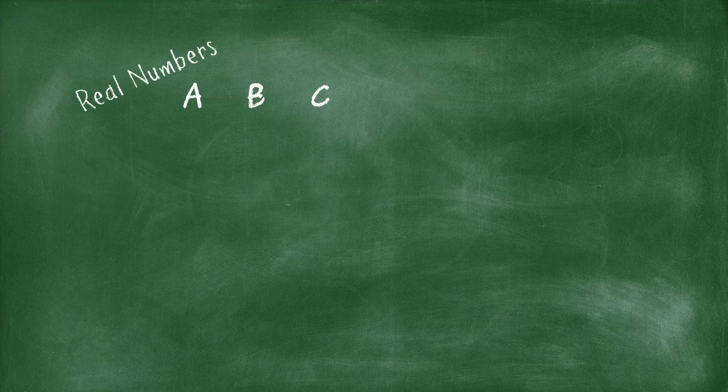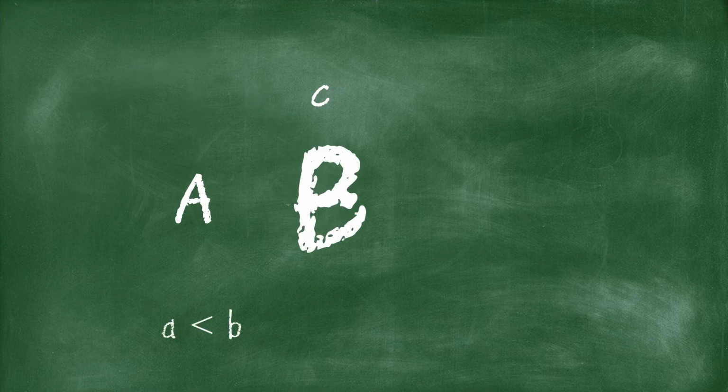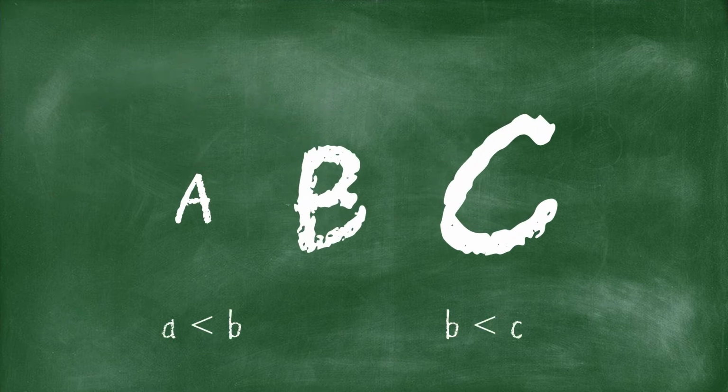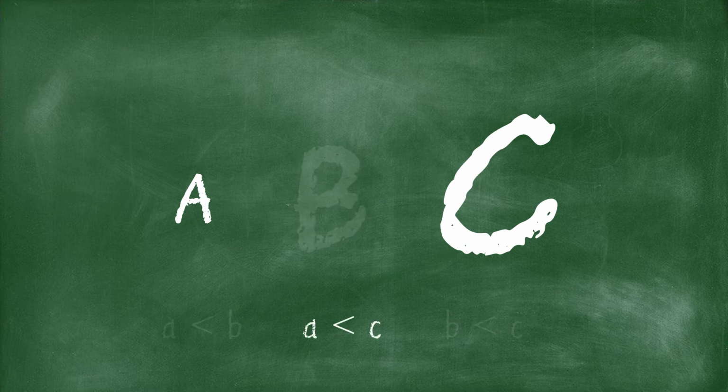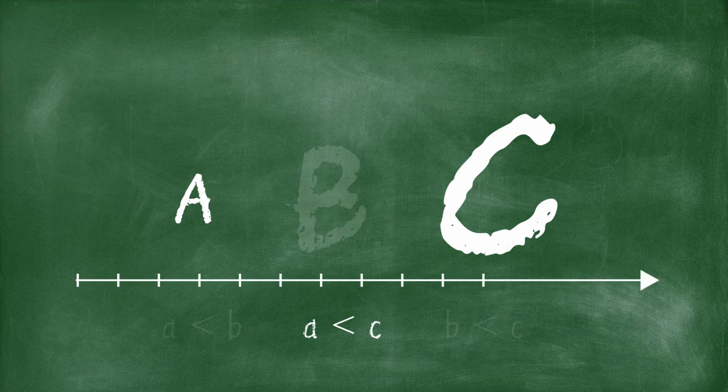Similarly, if A, B and C are any real numbers, and if A is smaller than B and B is smaller than C, then A has to be smaller than C. Logical, isn't it? Let's look at how this is shown on a number line.